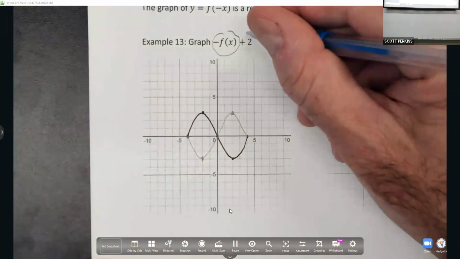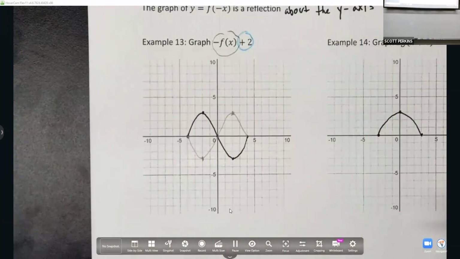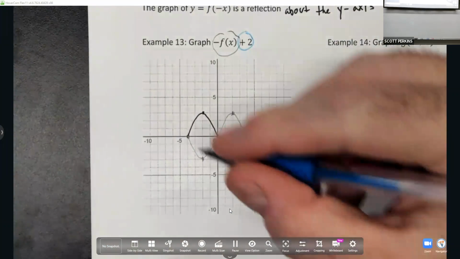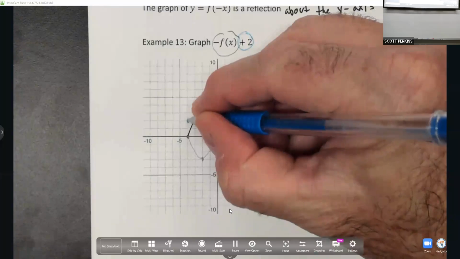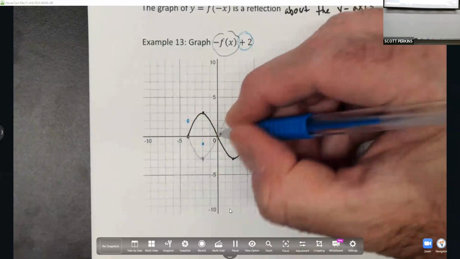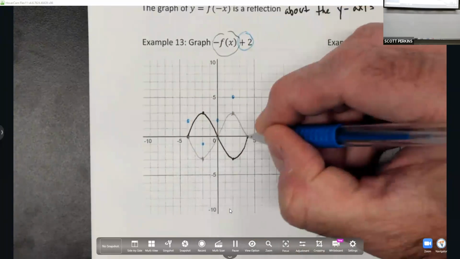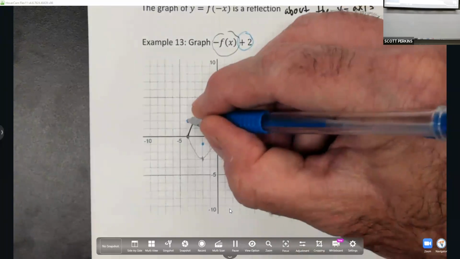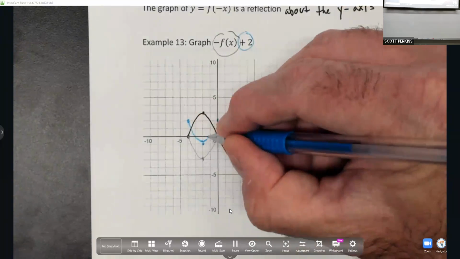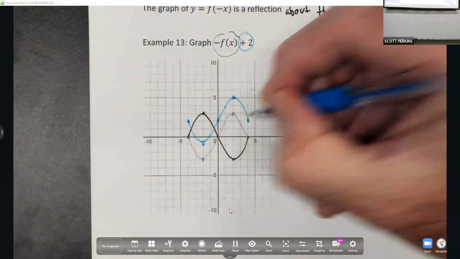And now what does this plus 2 do to all those values of the graph that I just have in pencil? Up 2. It's outside of the function. It affects the y values, so I move everything up 2. So this endpoint goes up 2. This point goes up 2. I'm doing this to the graph that's in pencil. Okay, that's my intermediate step. And so here's what I've got.